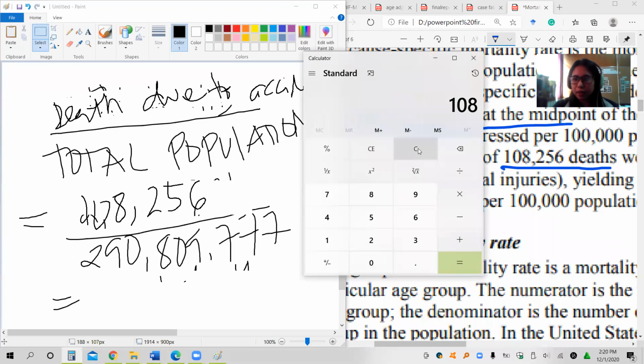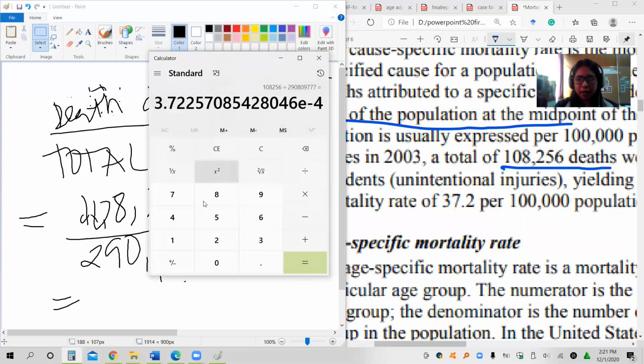So it's 108,256 divided by 290,800. Oops, let's repeat that. 108,256 over 290,809,777. And click OK. So it is 3.72.